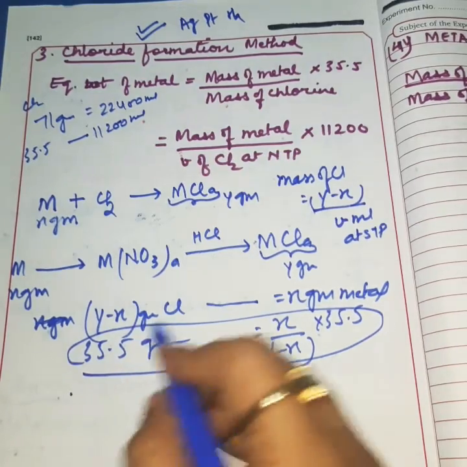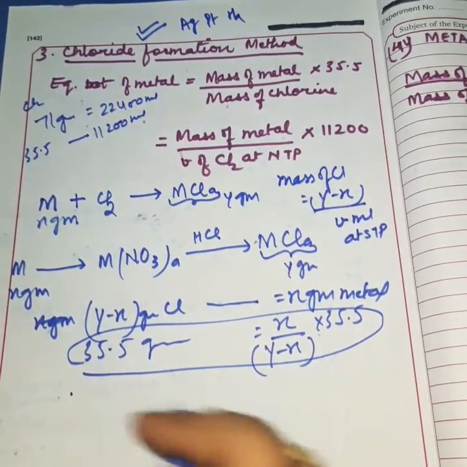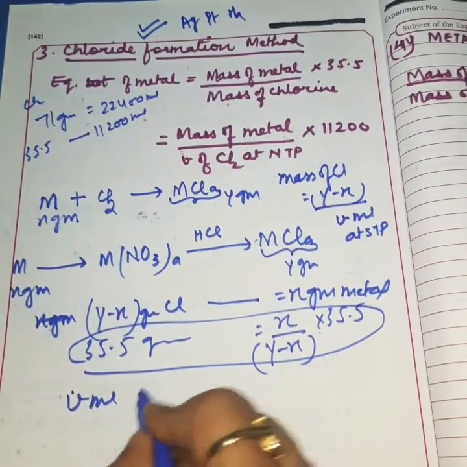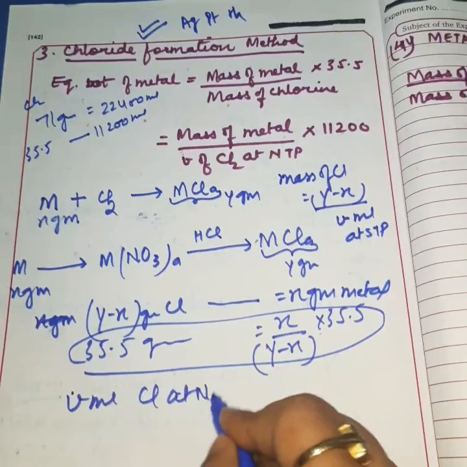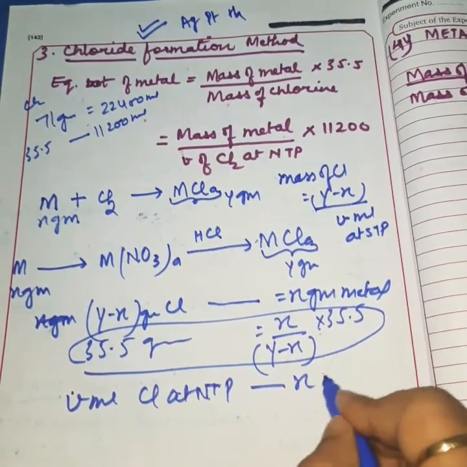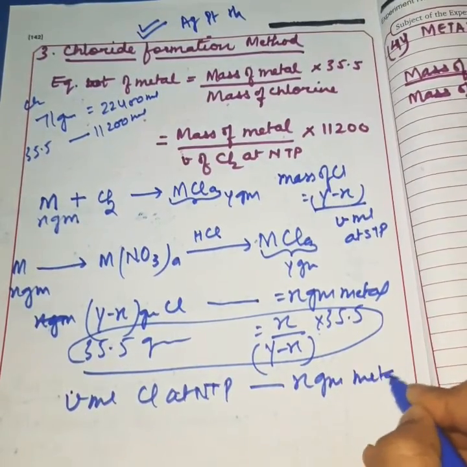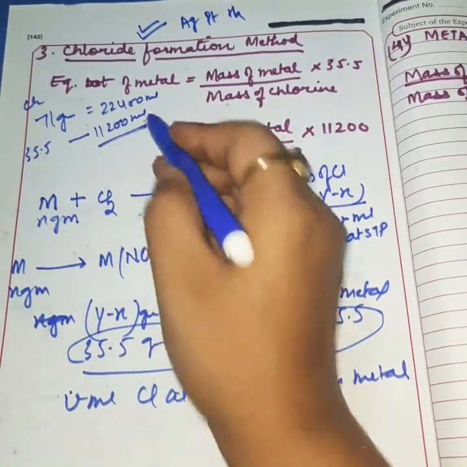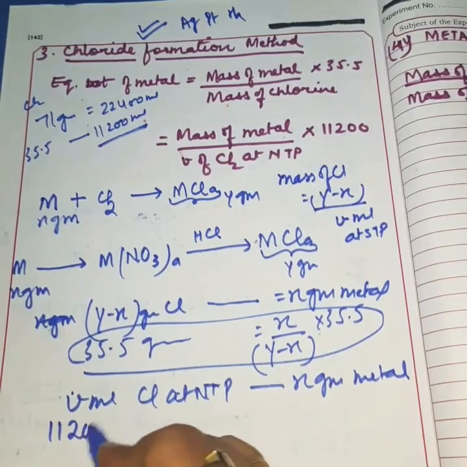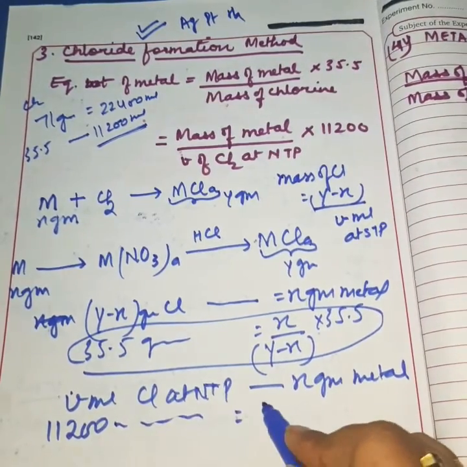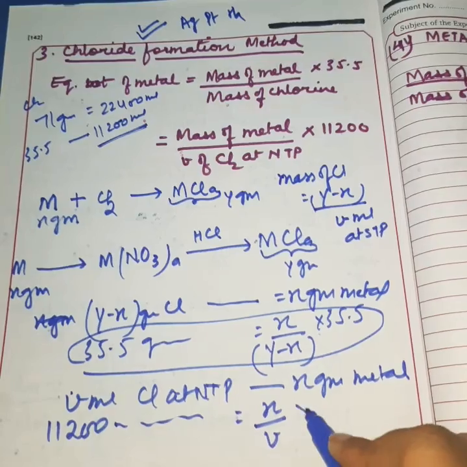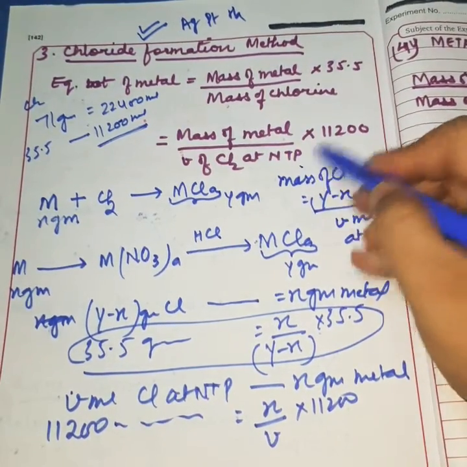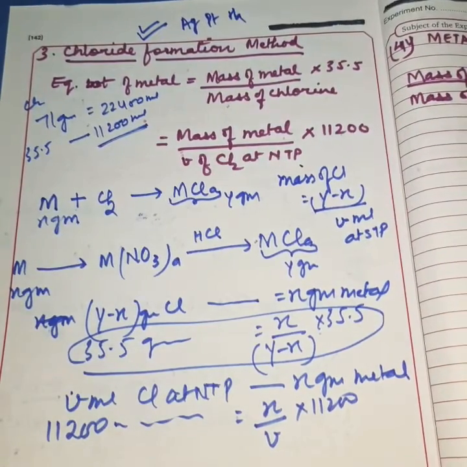If I write, alright, I'll write once again. Now see, if I write V ml chlorine at NTP combines with X gram metal. Alright, so 35.5 gram chlorine is equivalent to 11,200 ml at STP. So 11,200 ml chlorine at NTP will be equal to X upon V into 11,200. So X is mass of metal, V is volume of chlorine at NTP, multiplied by 11,200.